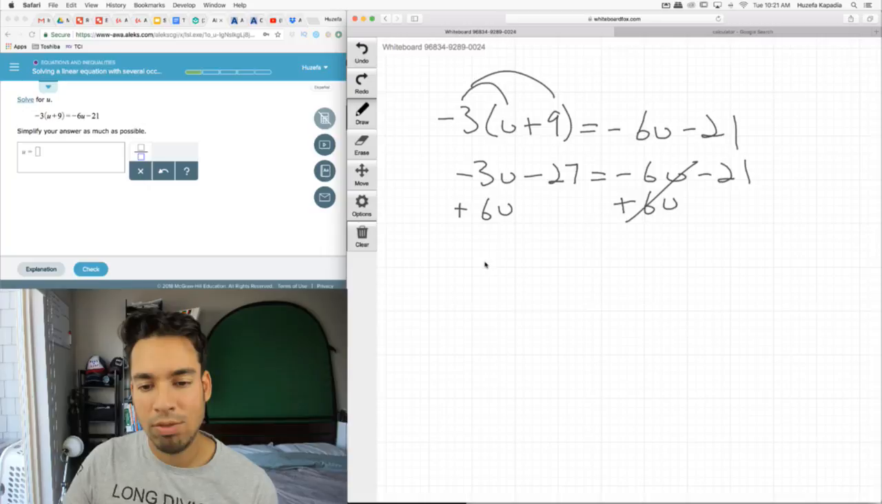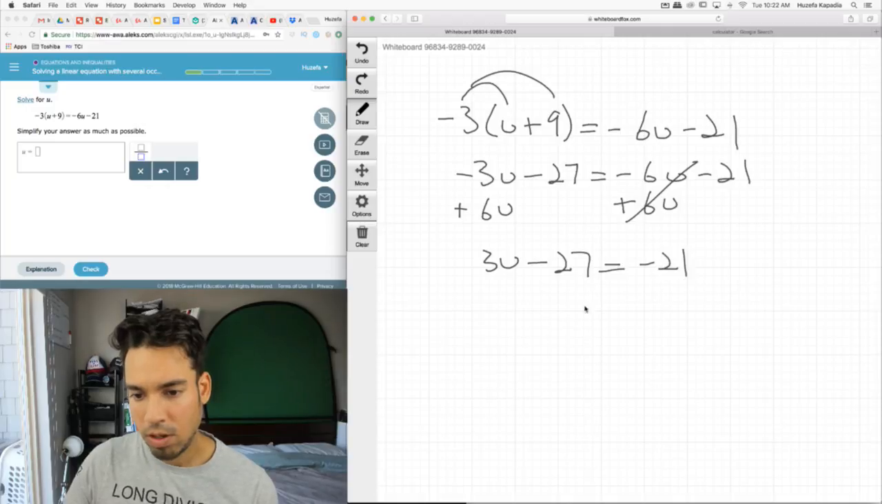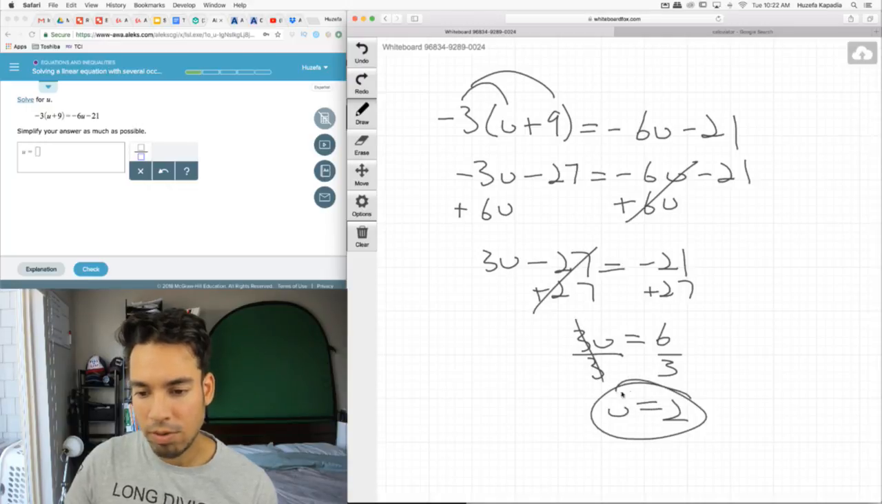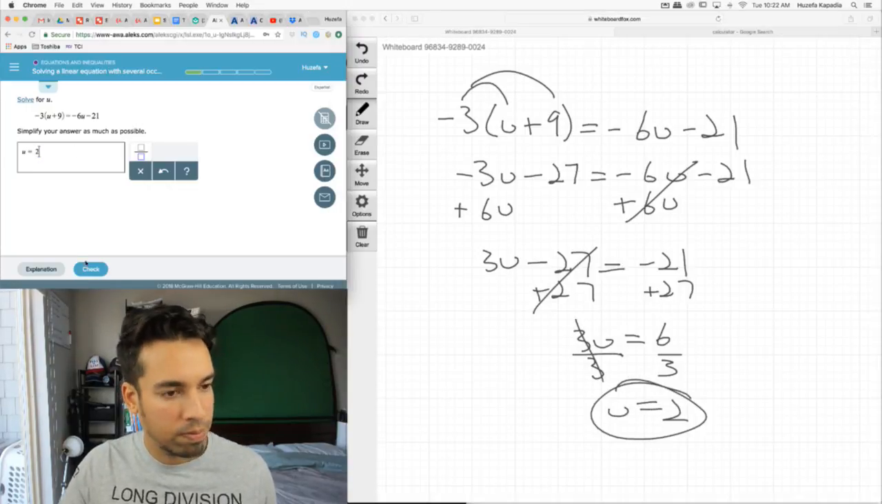And 6u plus negative 3u is 3u. Right, it's like 6 minus 3. Add 27 to both sides. Get rid of this, and we got 3u equals 6. And then divide both sides by 3. And we've got u equals 2.